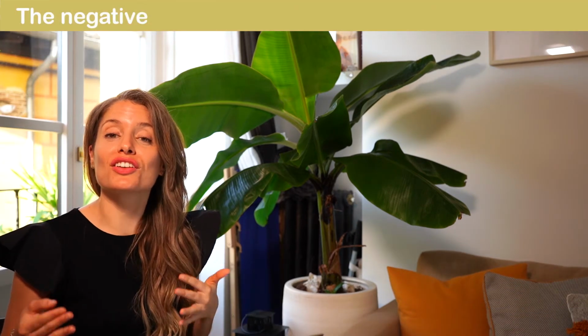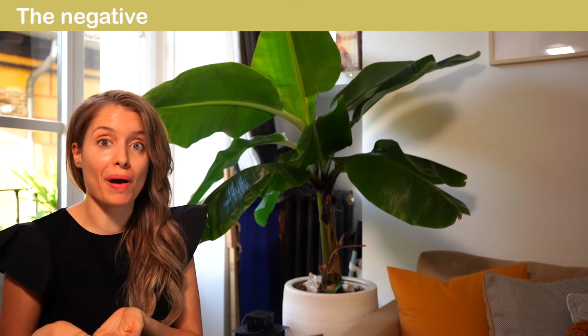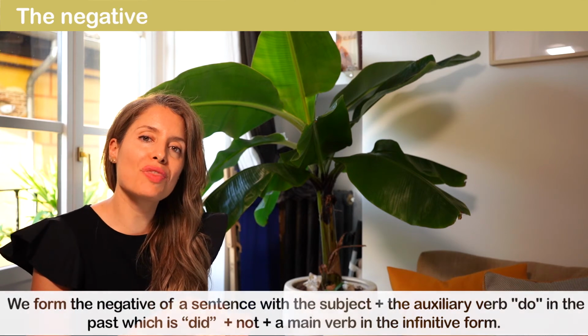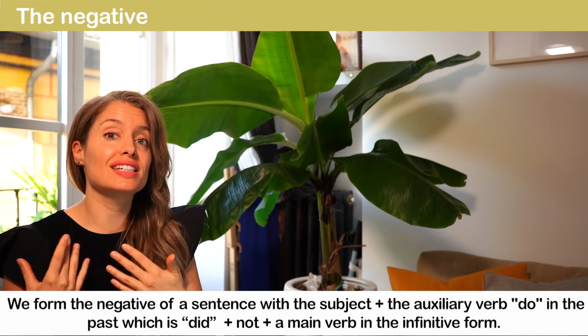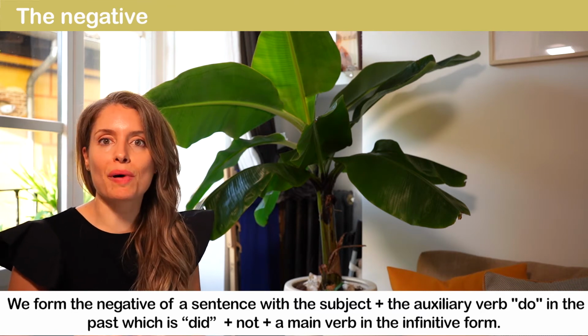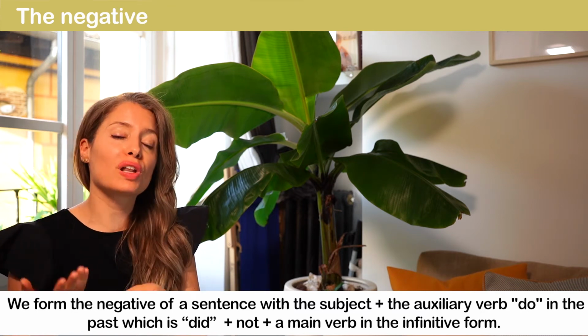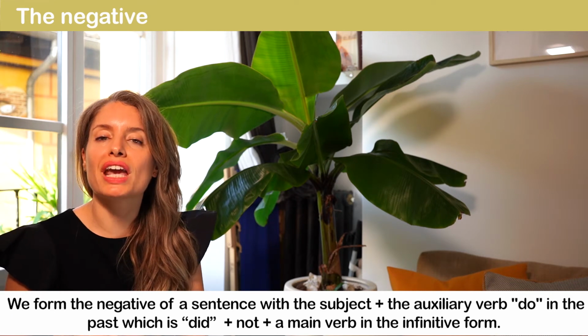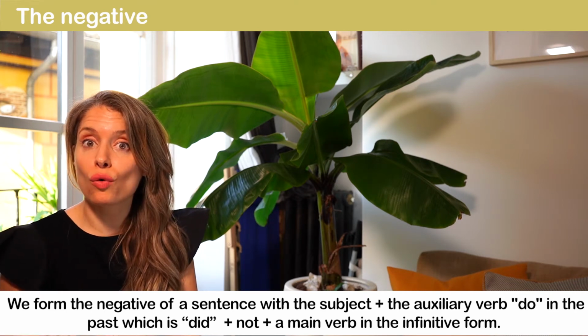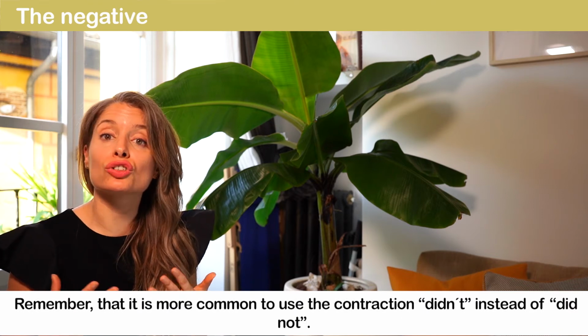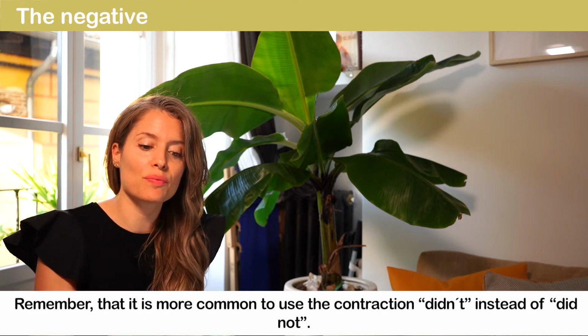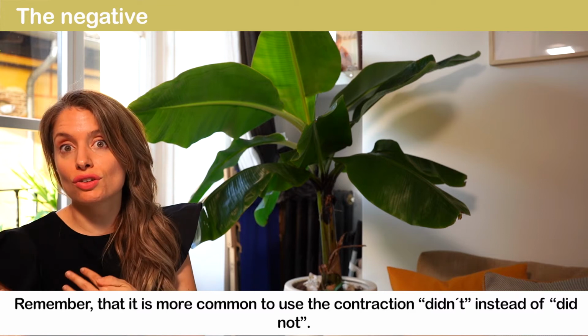Now let's move on to the negative form in the past simple. We form the negative of a sentence with the subject plus the auxiliary verb do in the past, which is did, plus not, plus the main verb in the infinitive form. And also remember that it is more common to use the contraction didn't instead of did not.